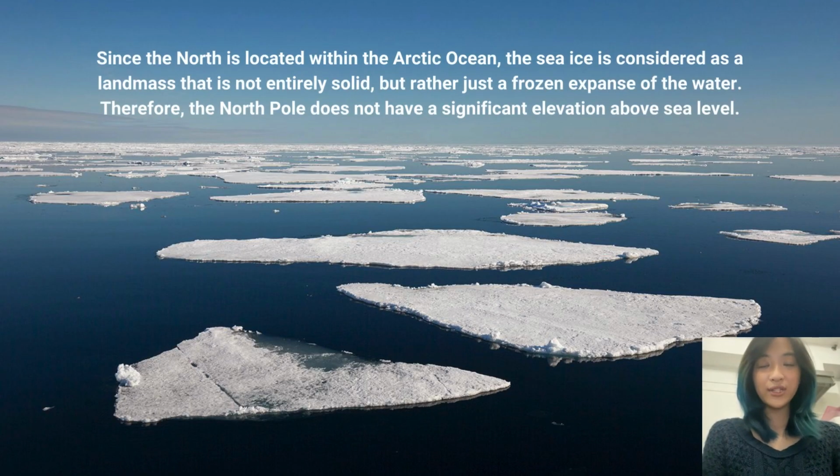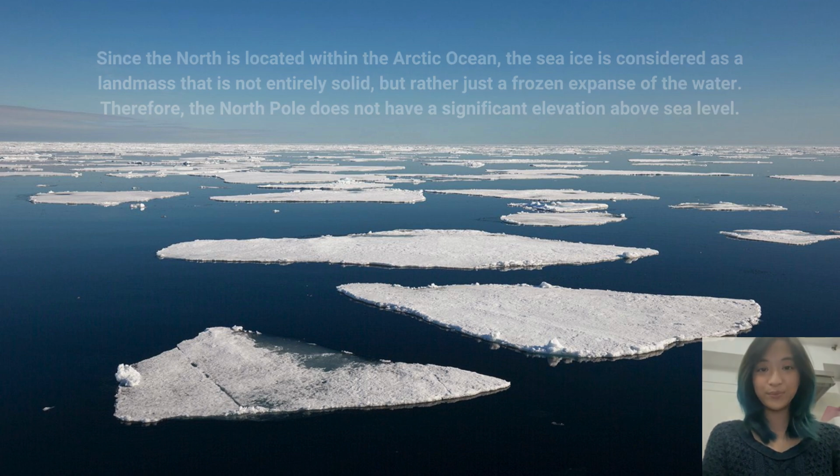In terms of altitude, the North Pole is basically at sea level. Since the North Pole is located within the Arctic Ocean, the sea ice is considered a land mass that is not entirely solid in form, but rather just a frozen expanse of water. Therefore, the North Pole does not have a significant elevation above sea level.